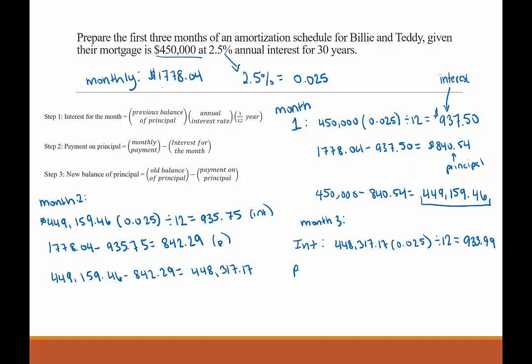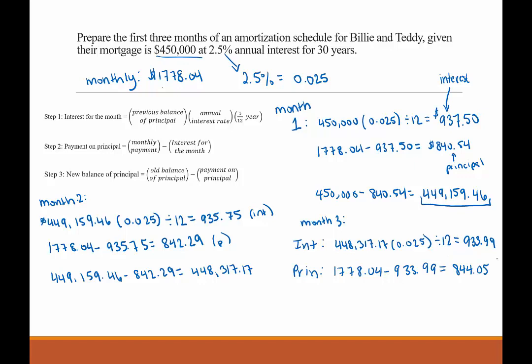Now let's calculate the principal that we're paying this month. So that's going to be that monthly payment, $1,778.04 minus $933.99. And this month, we're paying $844.05 of principal. There it is.